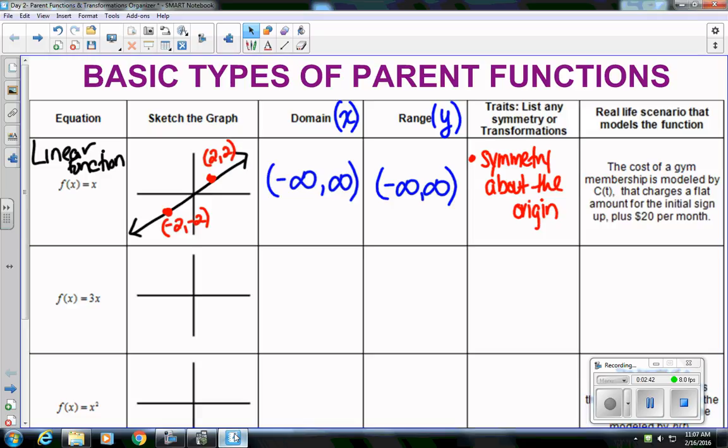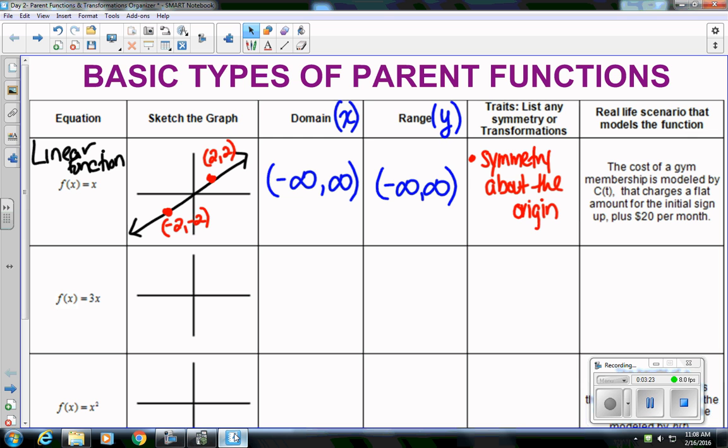And if you notice, some of our columns are going to have real life scenarios that model the function. Not all of them will. We picked out some that are important for you to know for some of the key parent functions. So for a linear function, an example would be the cost of a gym membership is modeled by C of t that charges a flat amount for the initial sign up plus $20 per month. Now the reason this is a linear model is because it would be a constant rate of change. That membership that you're paying per month is changing by the same amount every month. You're adding $20 each month.